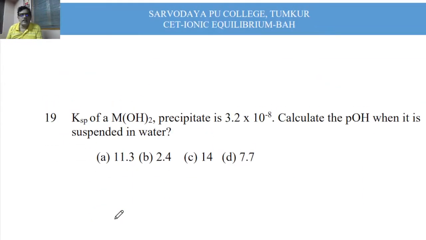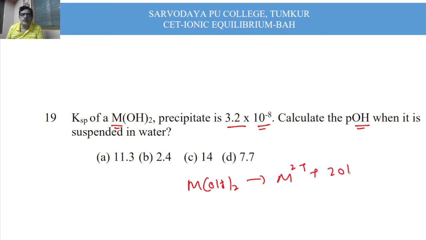The Ksp of a metal hydroxide, take it as M(OH)2, is 3.2 × 10^-8. Calculate the pOH when it is suspended in water. So we have to calculate like this. The metal hydroxide undergoes dissociation to produce a metal of charge 2+ and 2 OH-. So this will be S and this will be 2S, where S is the solubility. Therefore Ksp is equal to S into (2S) square, that is 4S cube.